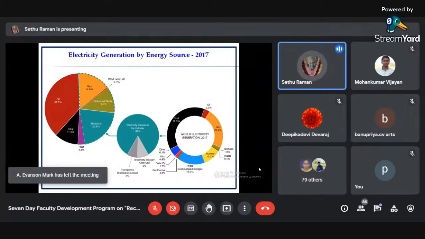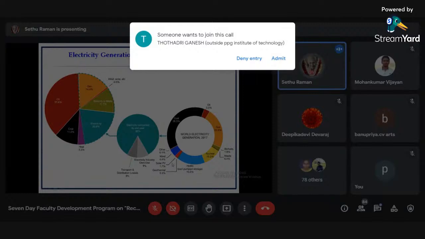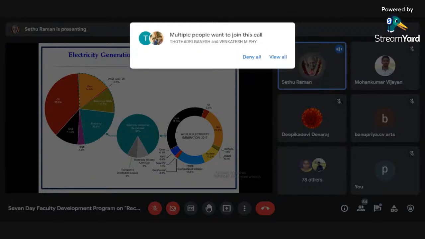So this shows electricity generation by energy source. This one is based on the year 2017. Now it has much improved. The majority of electricity generation is from oil, gas and coal, and only a small percentage of electricity is generated by solar photovoltaics. So people are always trying to improve solar photovoltaic electricity generation year by year with updated technology.